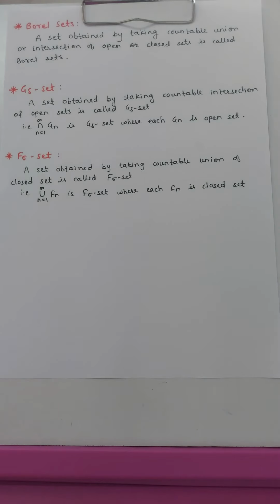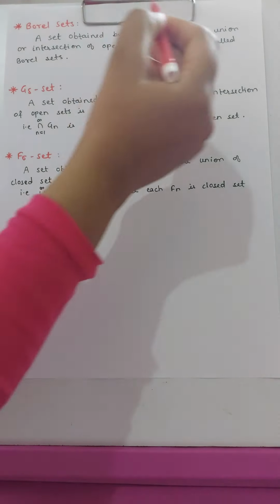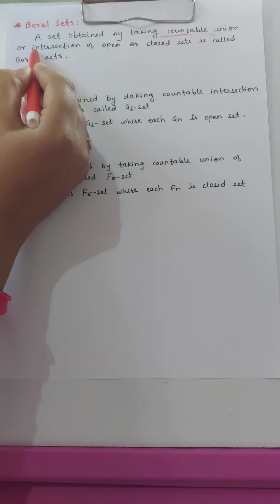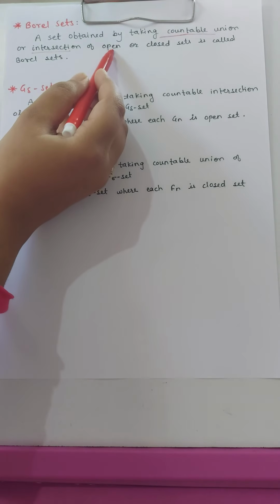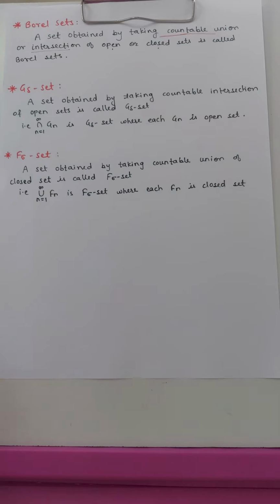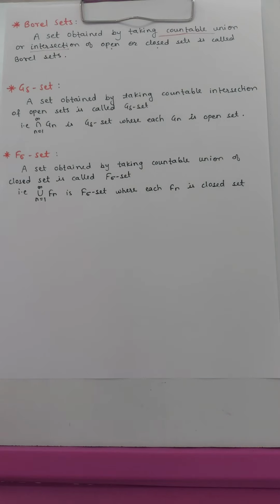Hello students, in this video we will start with the next article of unit number 1, which is Borel sets. So first, what is the definition of a Borel set? Any set which is obtained by taking countable union or intersection of open or closed sets is called a Borel set. Simply, a Borel set is a countable union or intersection of open sets or closed sets.